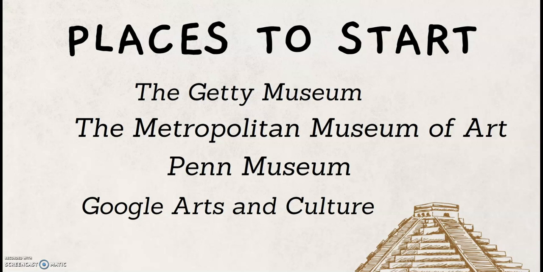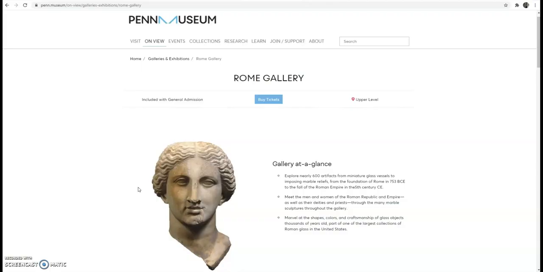So we have the Getty Museum, the Metropolitan Museum of Art, the Penn Museum, and we have access to Google Arts and Culture. So we're going to explore those places really quickly to see what they have to help us pinpoint other really good places to start that may be available to us living in the United States. All right, first up is the Penn Museum.